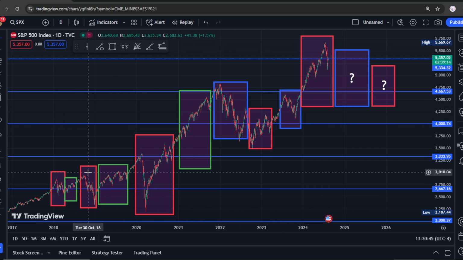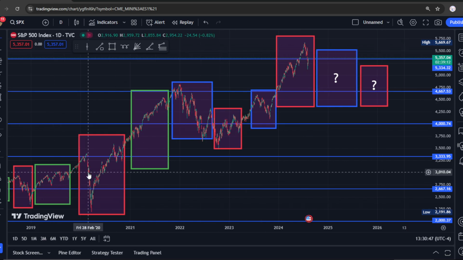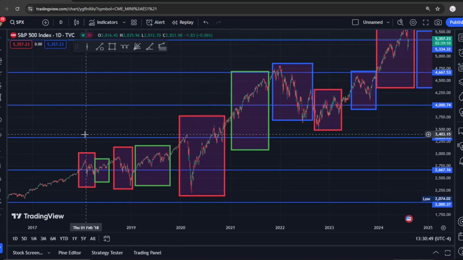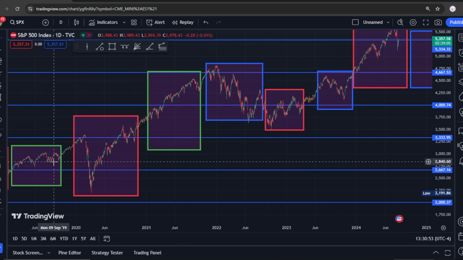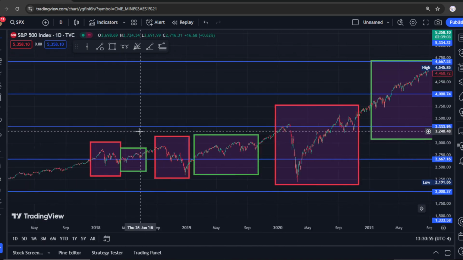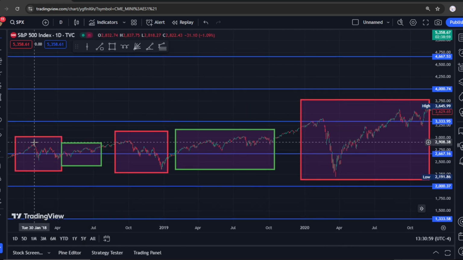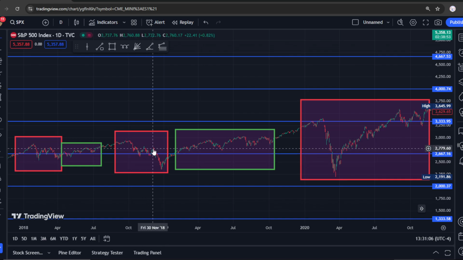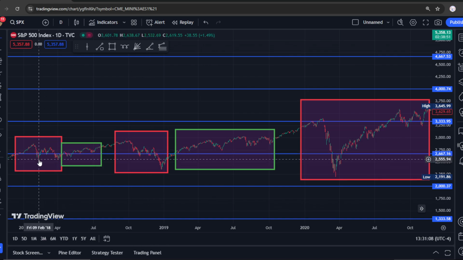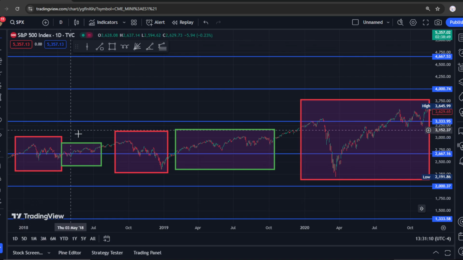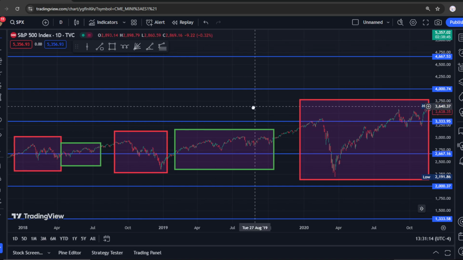When you take a look at this structure, and this is the SPX going back to 2017, 18, I want us to look at the red boxes. Look at the red boxes, how you can see a larger high and two smaller highs. You have a decline in between, and then you have a decline after the two peaks.